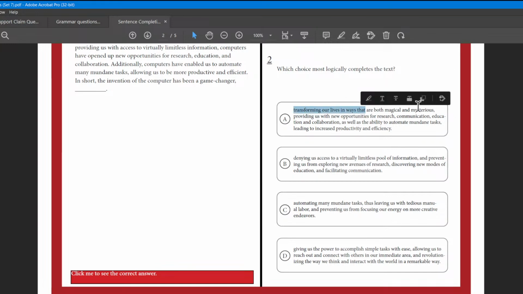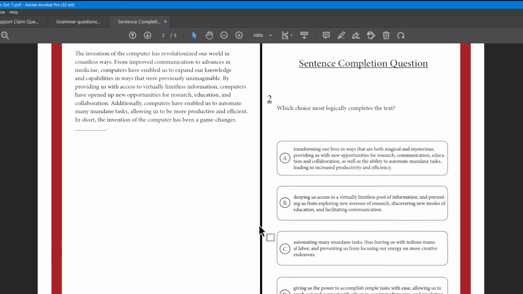Transforming our lives, opportunities, automation seems pretty good. It seems like that would be a good answer. Let's see. This D one is also not too bad, giving us the power to accomplish simple tasks, reach out and connect with others. Although the "in our immediate area" is a little bit of an odd point there, revolutionizing the way we think and interact with the world.